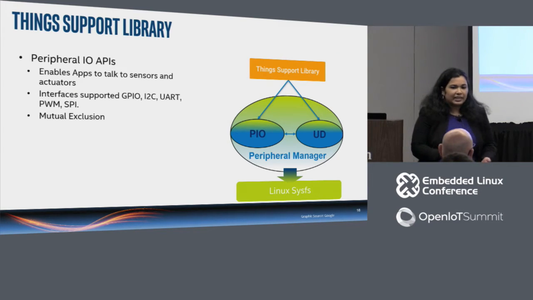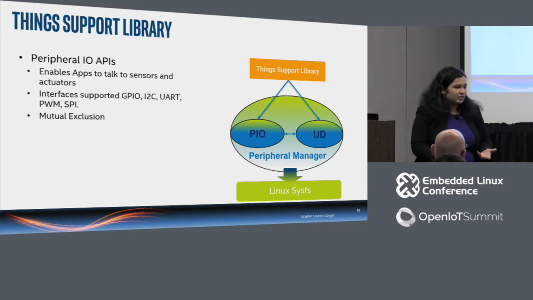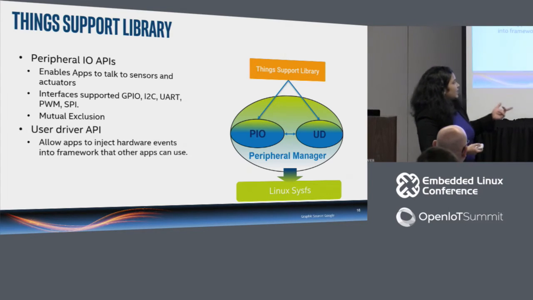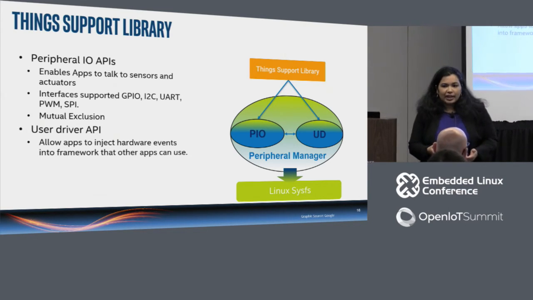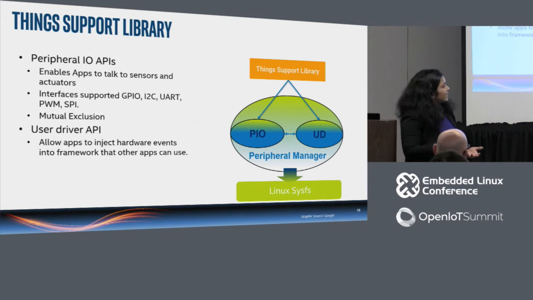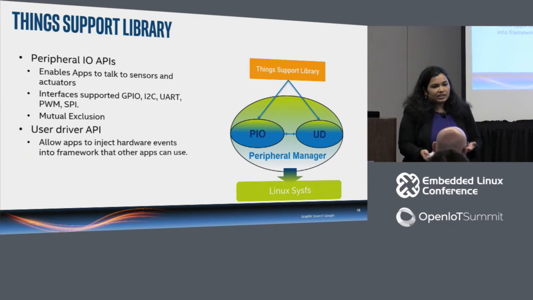So I mentioned the Things Support Library. What does an IoT developer want to do? Mainly, he wants to be able to program sensors and build cool apps using sensors and actuators. And Android Things introduces two types of APIs which enable you to do that. These are the peripheral I/O APIs and the user driver APIs. Basically, what you do with the peripheral I/O APIs is talk to the Linux sysfs and program through interfaces like GPIO, UART, I2C.